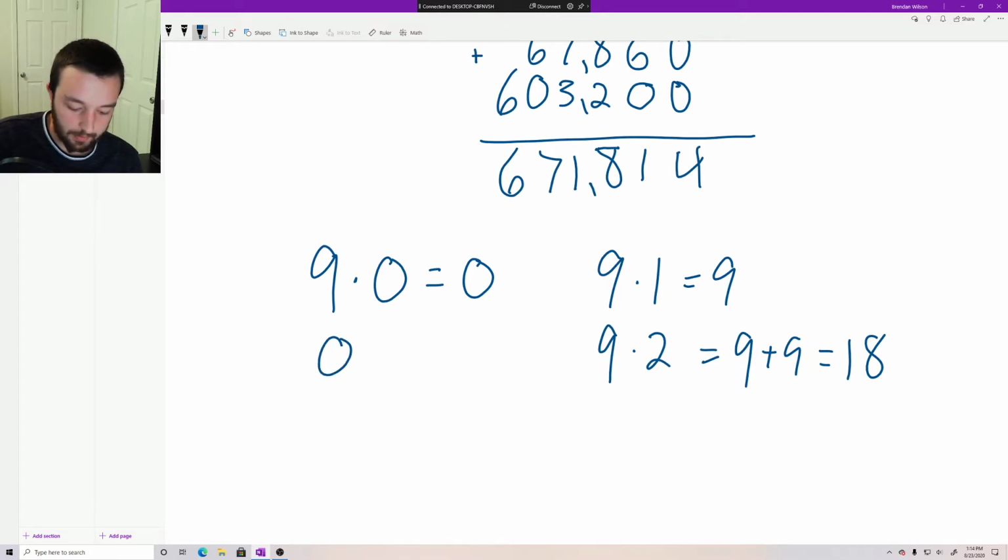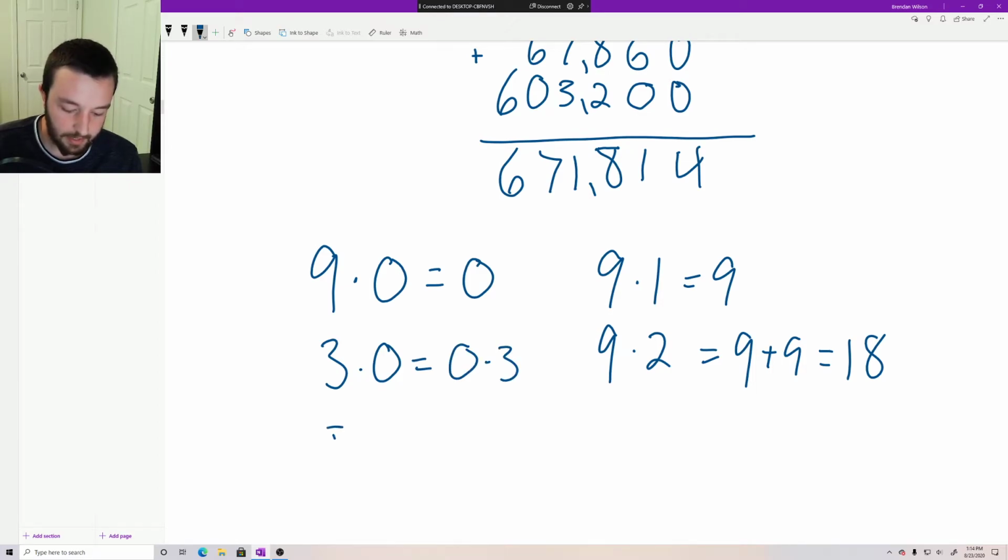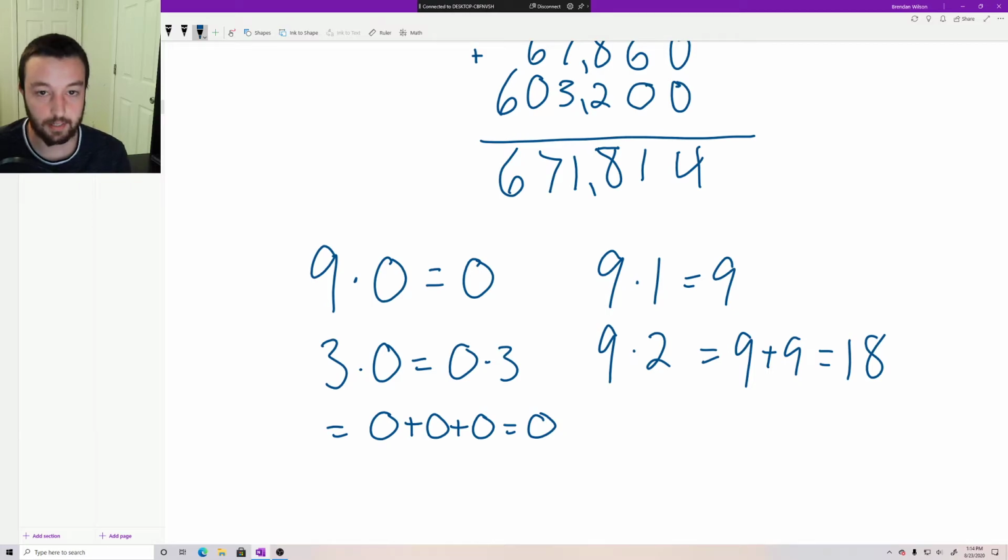Maybe an easier way to think about it, I'll just use a smaller number here, 3 times 0. We know multiplication can be done in any order, so this is the same thing as 0 times 3. So this is saying add 0 to itself 3 times, which of course is just going to be 0, because we're not actually adding anything. So anything times 0 ends up being 0, okay, including itself. 0 times 0, you get 0. Okay.